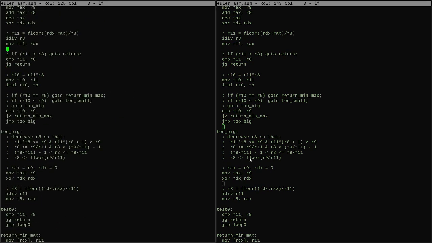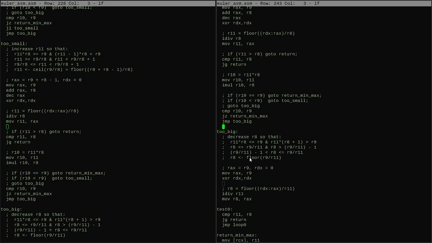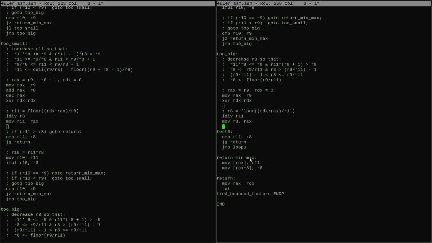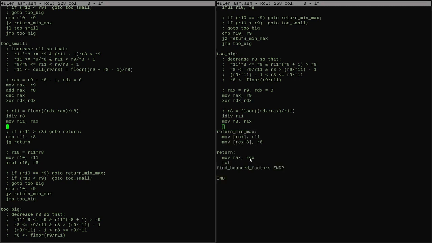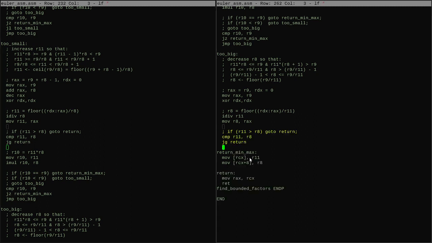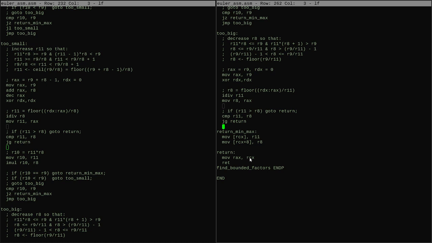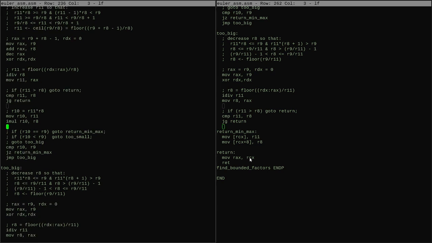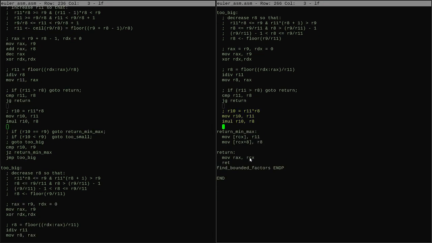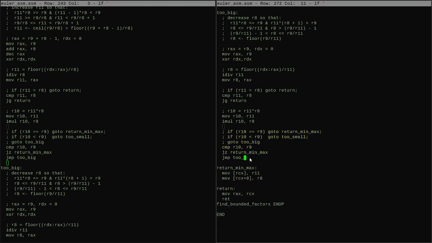All right, so that's the too small version, the too big version. So we do the divide here, check if we need to go to return, do the multiply, and then here, we just jump to too small if they're not equal.